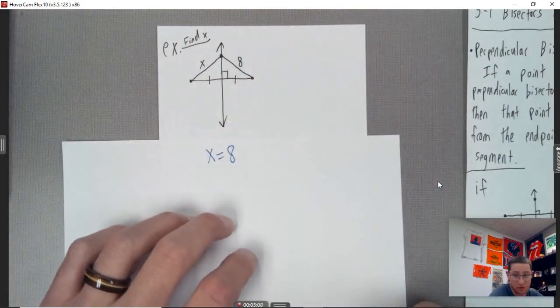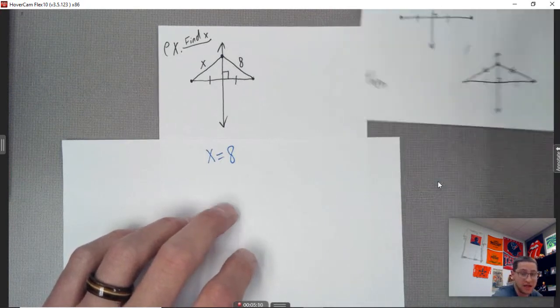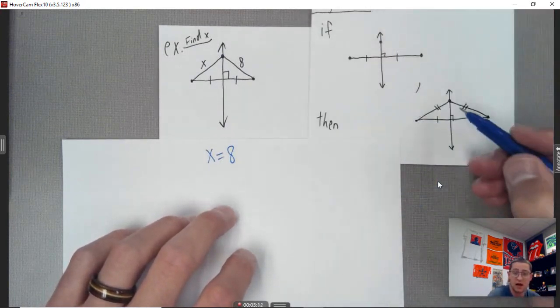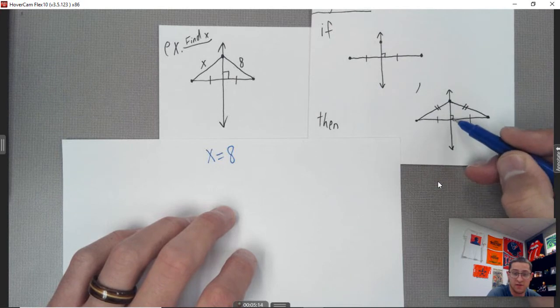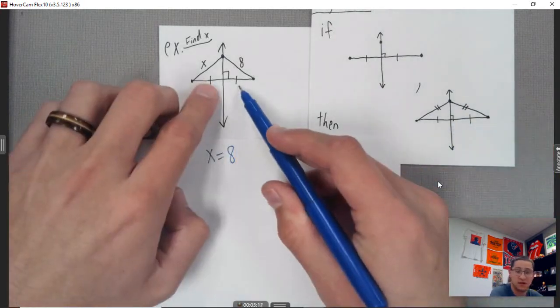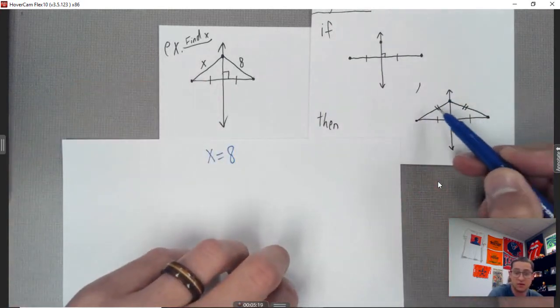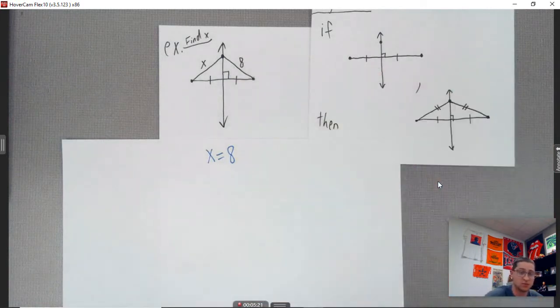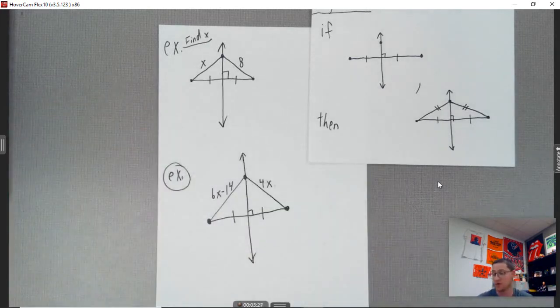Don't overthink it. Think about that end picture here. I want something that looks like this. If I have this piece and this piece, then these two are the same. So x is equal to 8. There's that one. Not much else to get from that particular one.